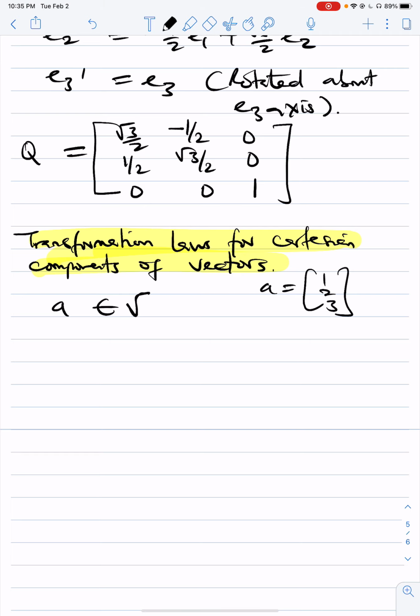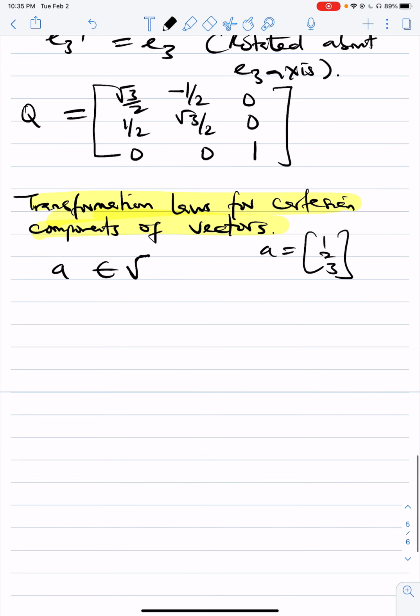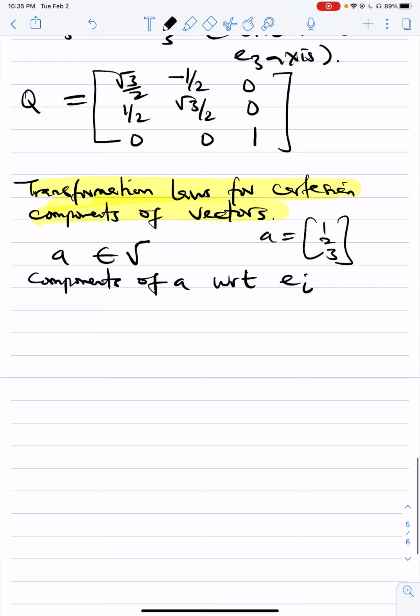So if A belongs to the group of vectors, the components of A with respect to Ei, that's what we use based on what we were talking about previously, how to describe A. There will be a component in the E1 direction, in the E2 direction, and in the E3 direction, which is like 1, 2, and 3 here.